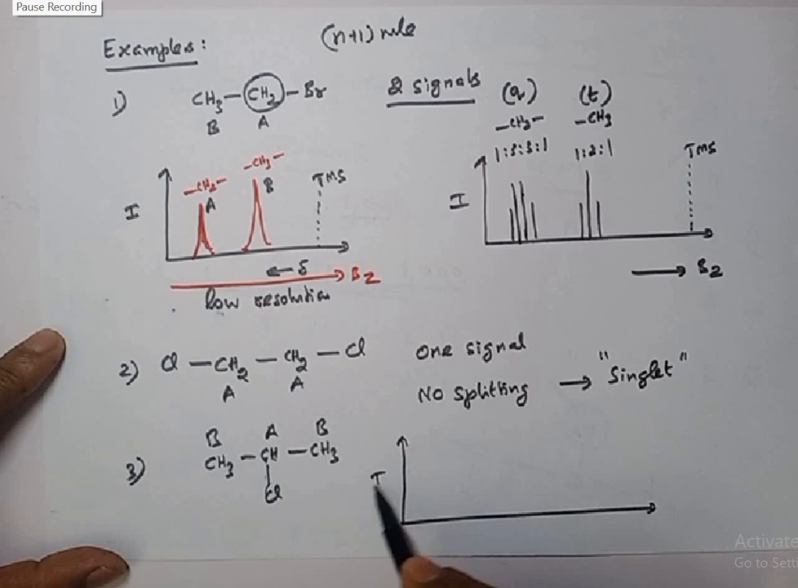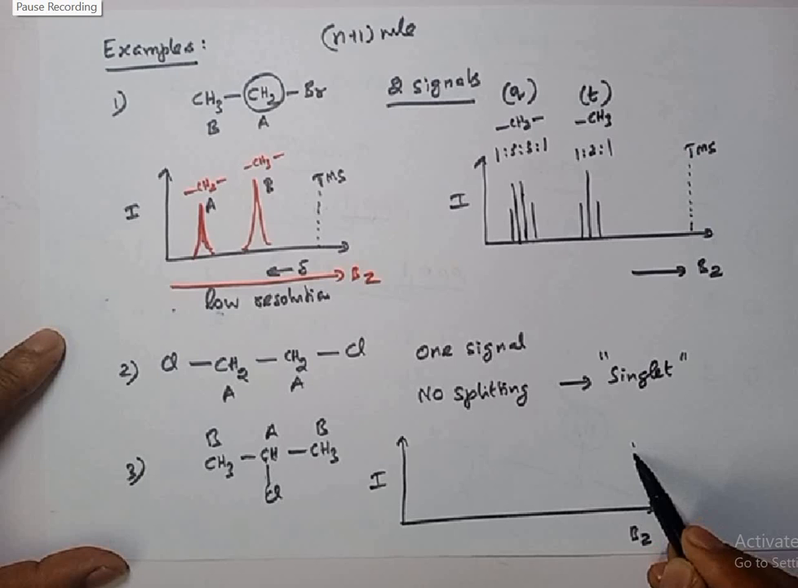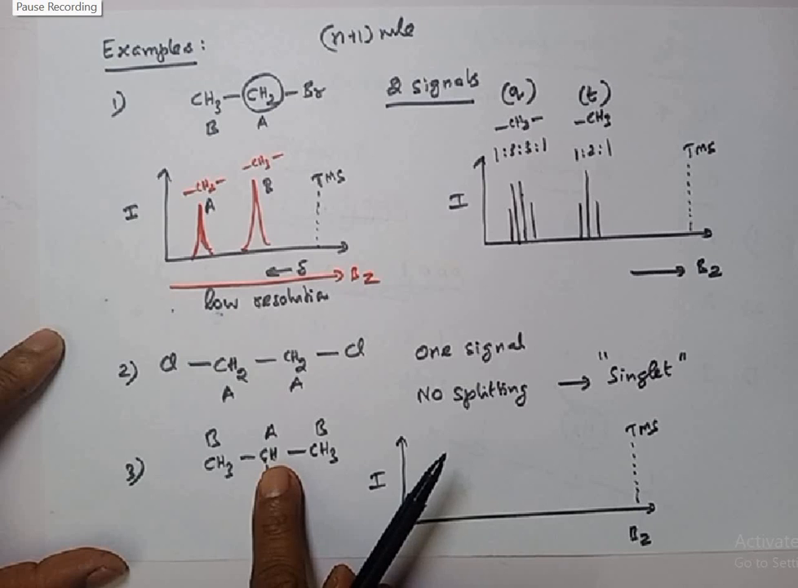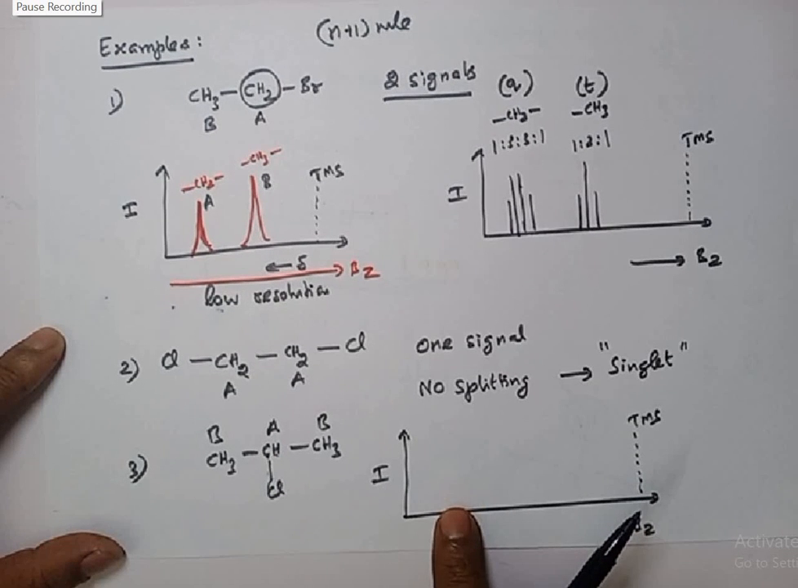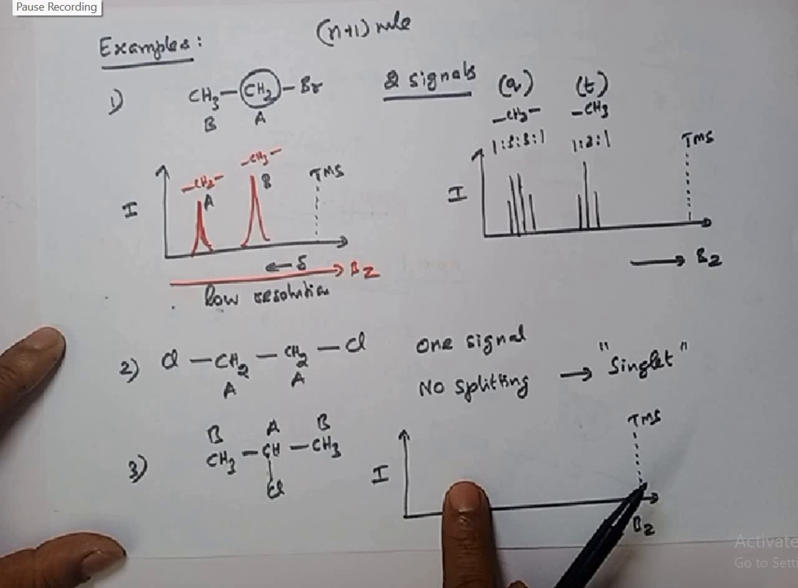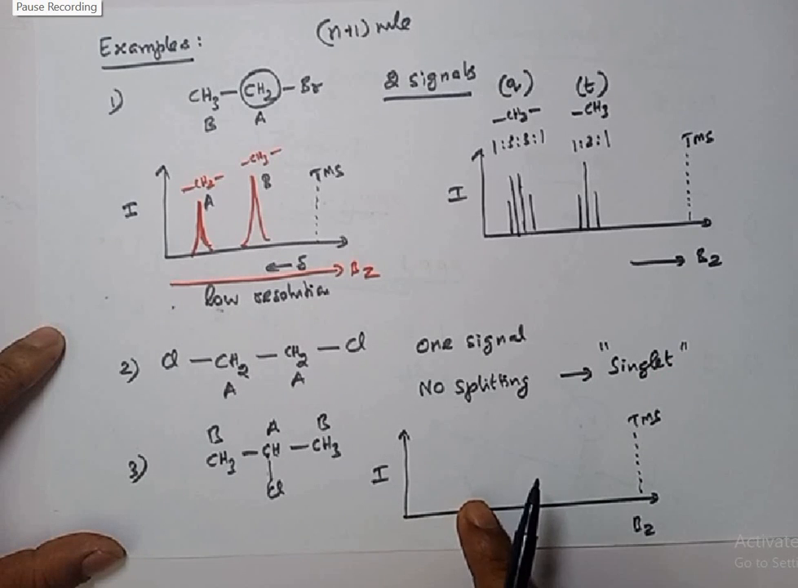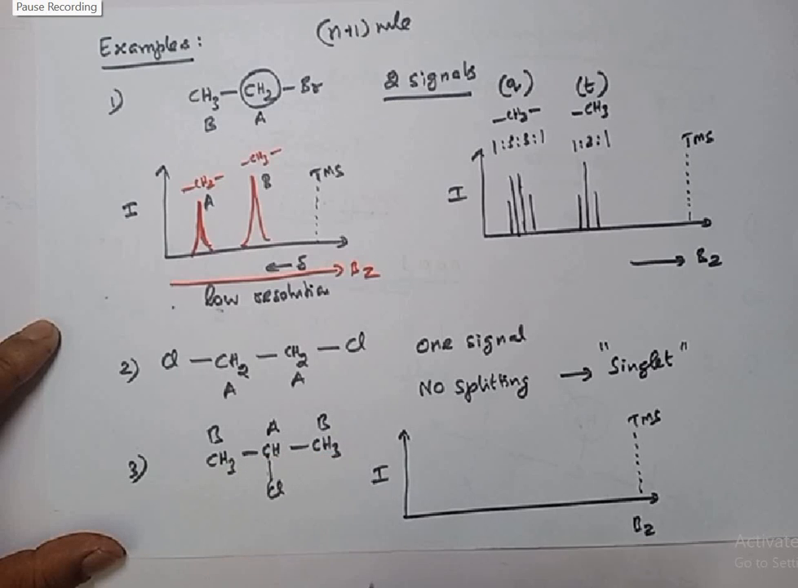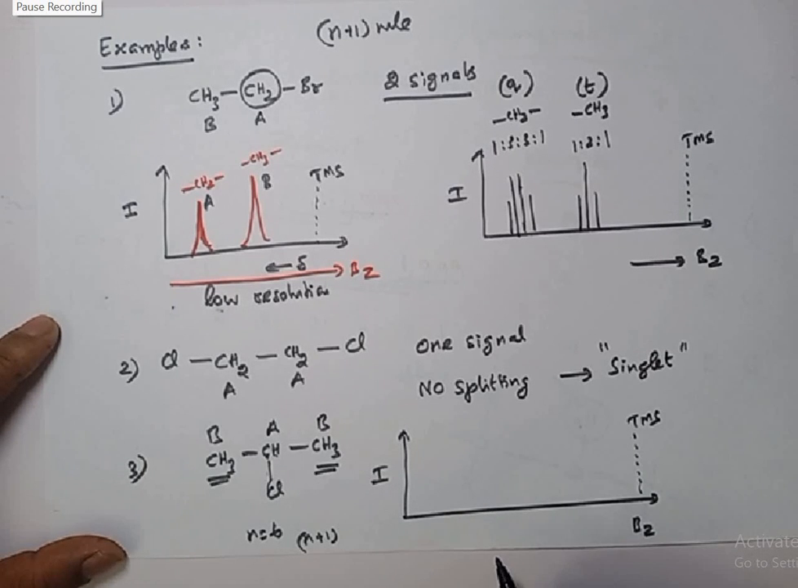Right, so let me draw here intensity. This is magnetic field strength. This is TMS. Now, A proton signal, only one proton, will appear in low field. In low resolution, we get one signal. In high resolution, that signal is split by the adjacent protons. See here, this is methyl. This is also methyl. They are equivalent. So 3 plus 3, I have n equal to 6 now. Therefore, if I apply the n plus 1 rule, I will get 7. So the A signal is split into 7. Septet.